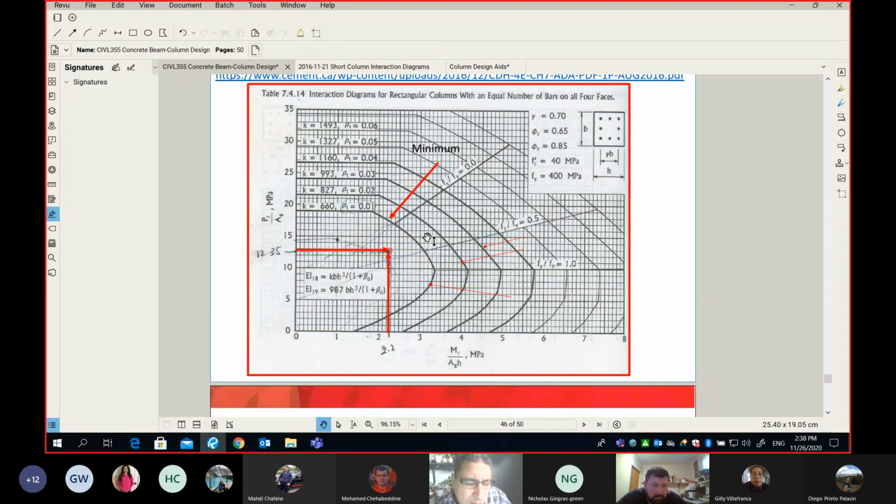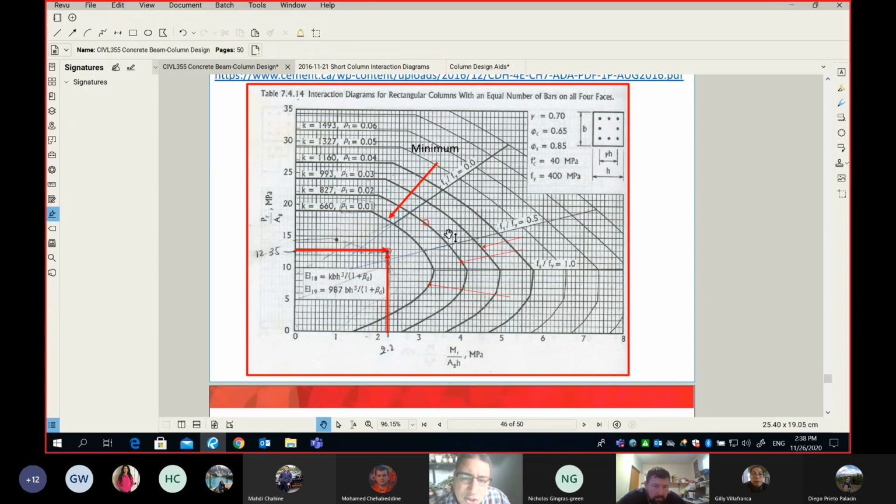What if my point came on the 2, like here? What do you think? How much reinforcement do I need?